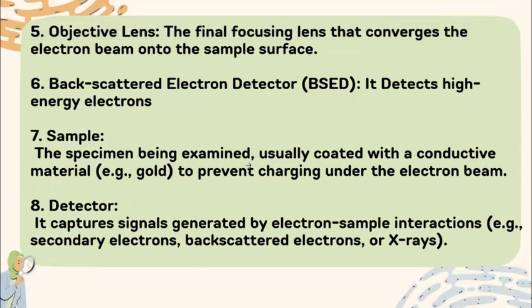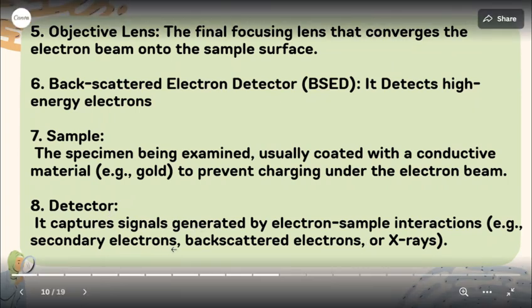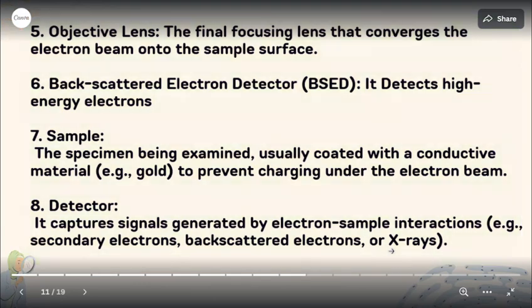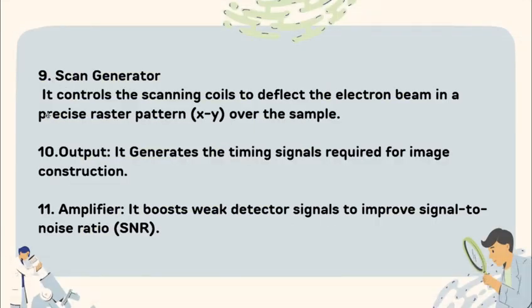Samples. The specimen being examined is usually coated with a conductive material, for example, gold. Detector. It captures the signal generated by the electron-sample interactions, that is secondary electrons, backscattered electrons and X-rays. Scan generator. It controls the scanning coils to deflect the electron beam in a precise raster pattern, that is XY, over the sample. It also generates the timing signal required for image construction. Next is the amplifier. It boosts the weak detector signal to improve the signal to noise ratio.